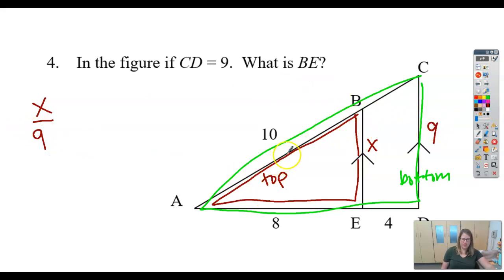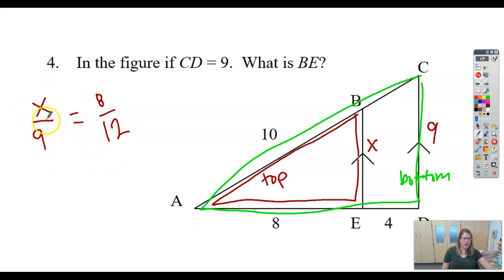Then I have these other two sides here. This is 8 just from A to E, and then it is 4 more from E to D. If this is my top triangle, I'm going to be putting 8 on the top, and that corresponds with this other longer side that goes from A to D, but that would be 8 plus 4, which is 12. So x over 9 equals 8 over 12 is the ratio.